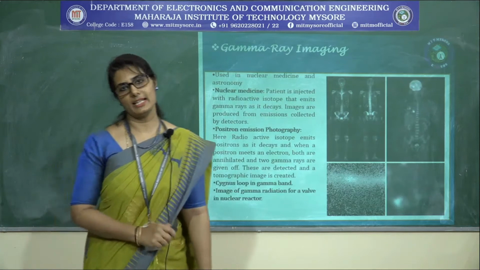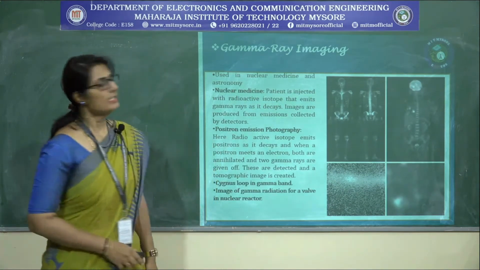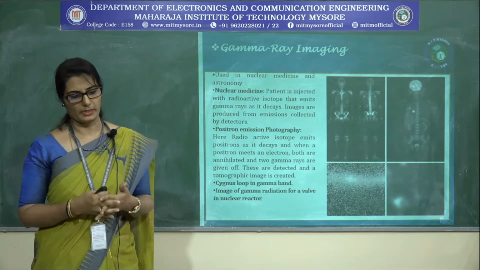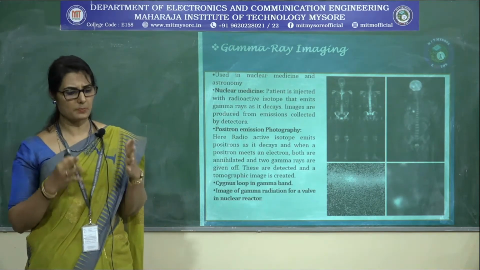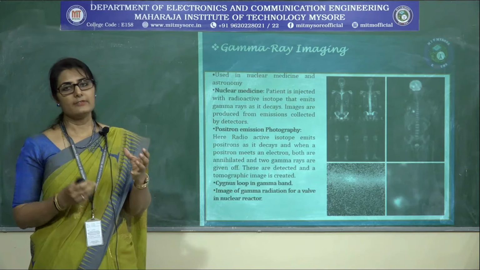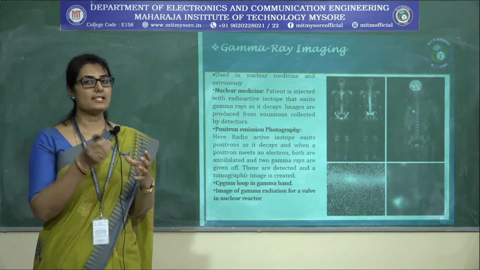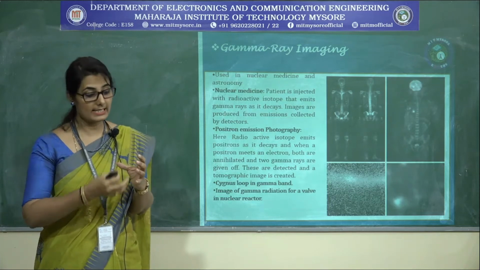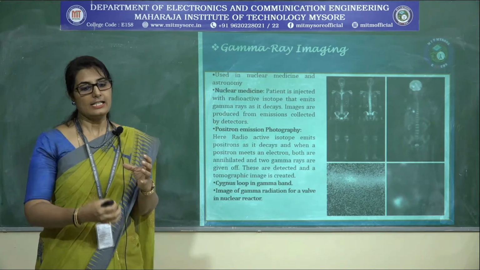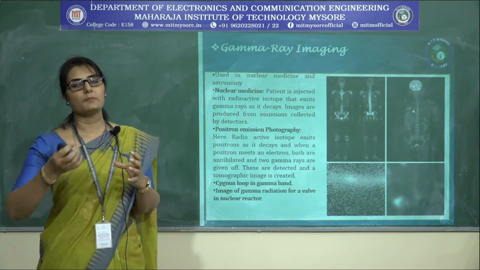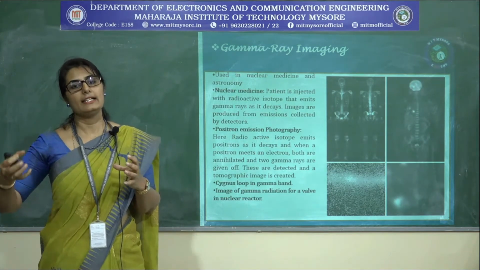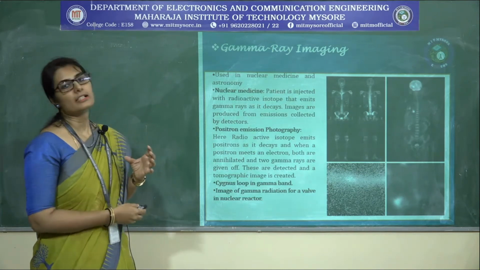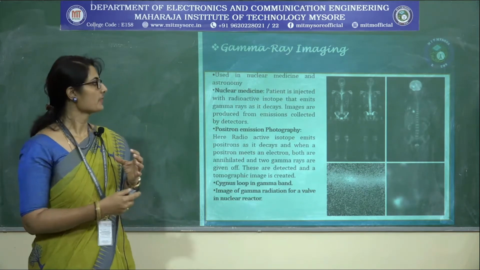Next is gamma ray imaging. Gamma ray imaging is widely used in nuclear medicine and astronomy. In nuclear medicine, the approach is that whenever a radioactive isotope is injected into the patient, it emits gamma rays as it decays. These emitted gamma rays pass through the patient and are collected by the detectors in order to produce gamma ray images.